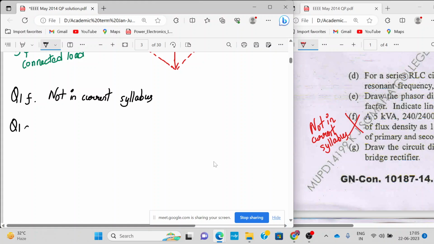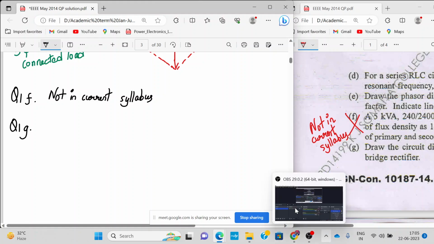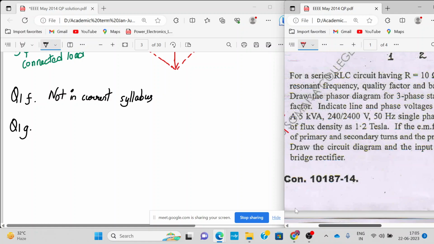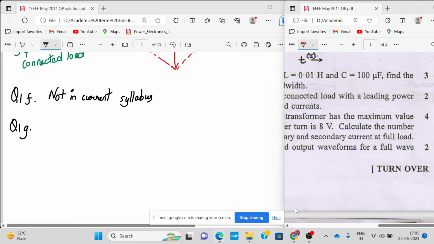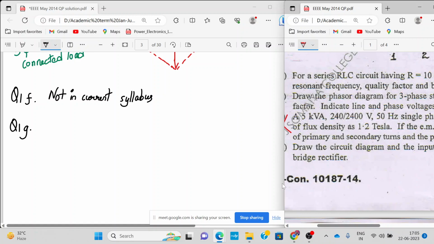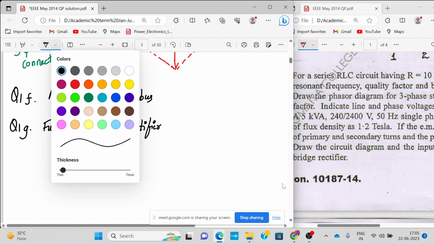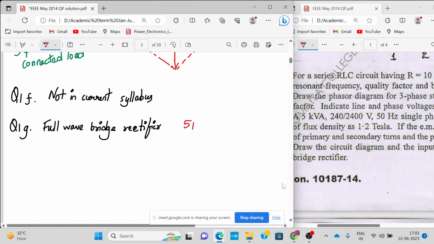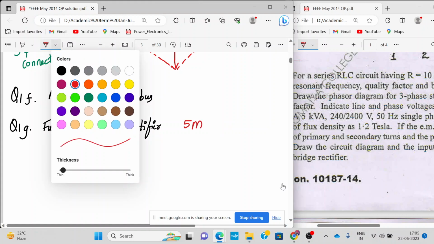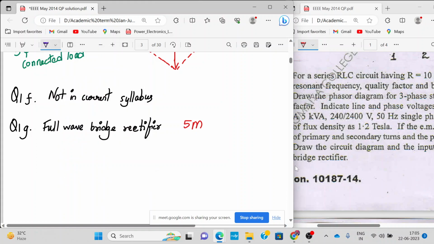Then question number 1G. See, theory question, here I am going to tell you how much the split up marks are. To draw the circuit diagram and input output waveform for a full wave bridge rectifier, right? So we have a full wave bridge rectifier. And if they ask you in the exam, this will be for 5 marks. So how will you get your 5 marks? It is as follows. Circuit diagram, first of all, will carry 2 marks.